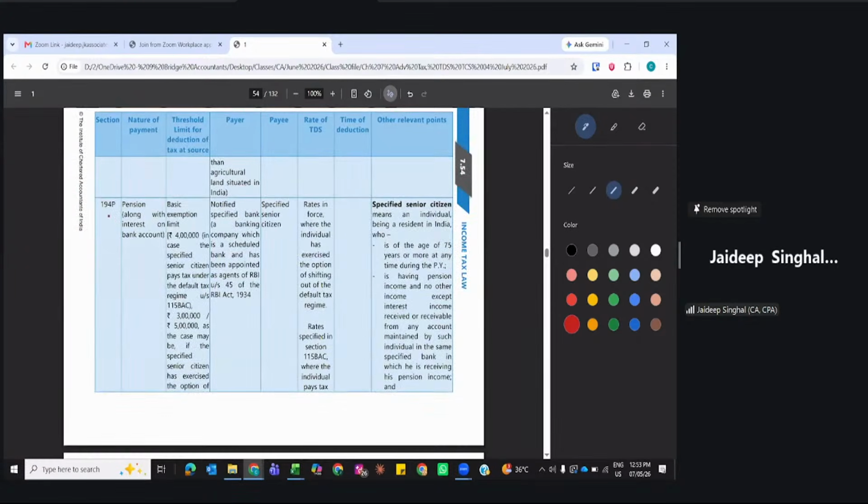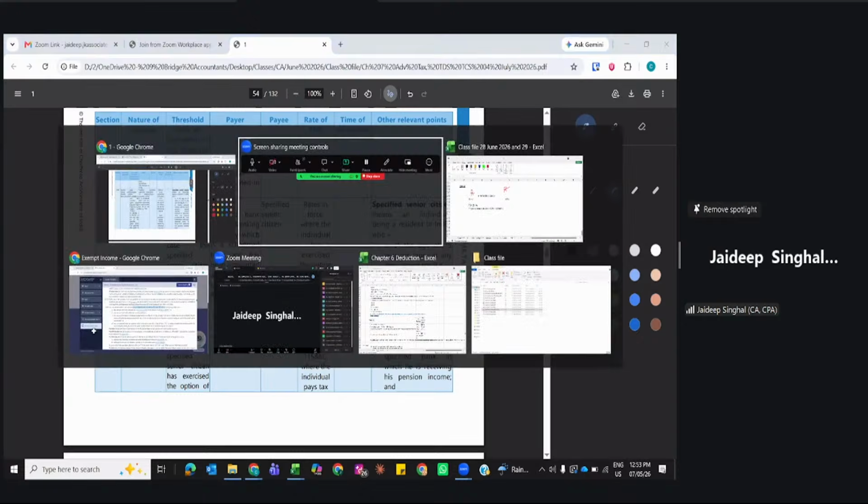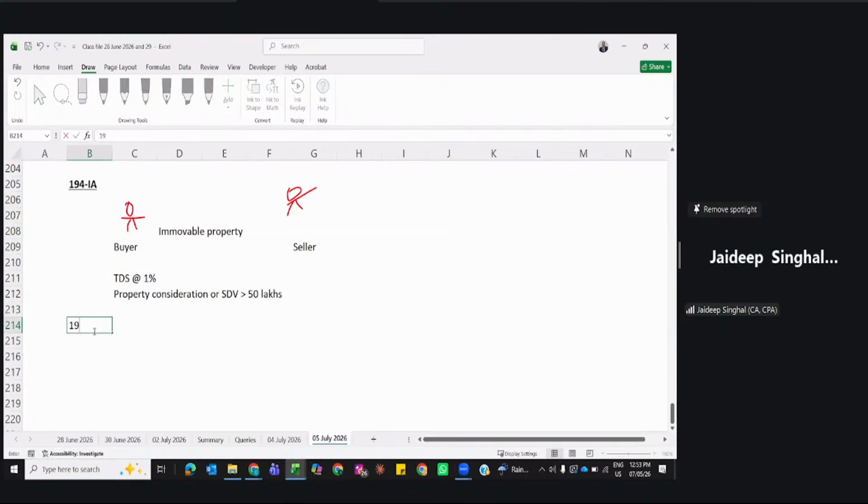Now this is again a good concept. 194B, pension along with interest on bank accounts. If the bank is paying you the pension, if you are receiving pension, give me one second. 194P. Let's discuss it here. 194P, P for pension.